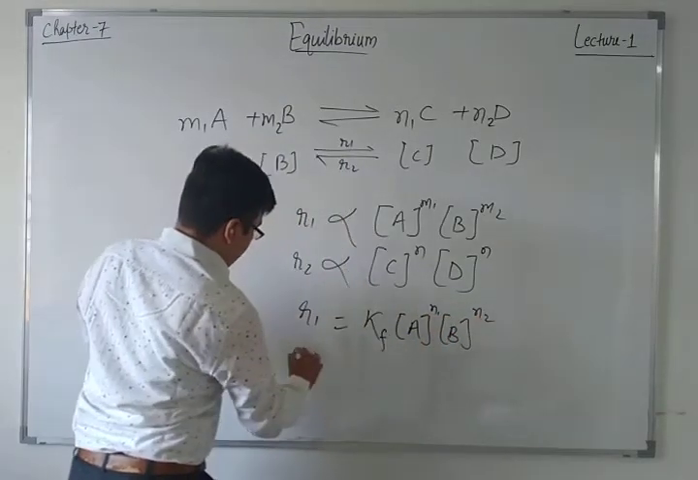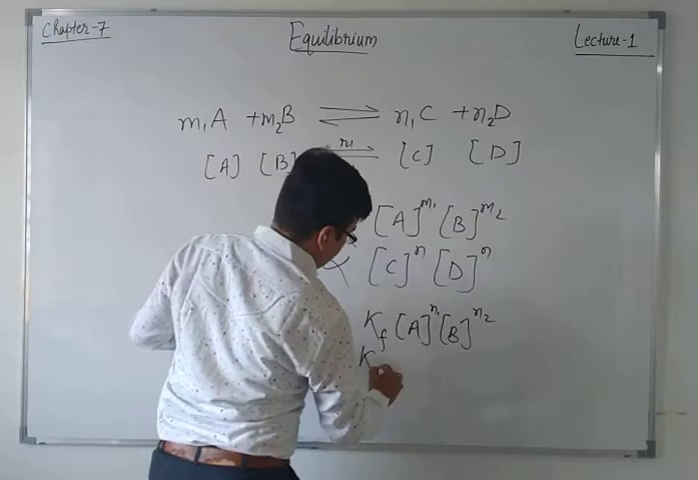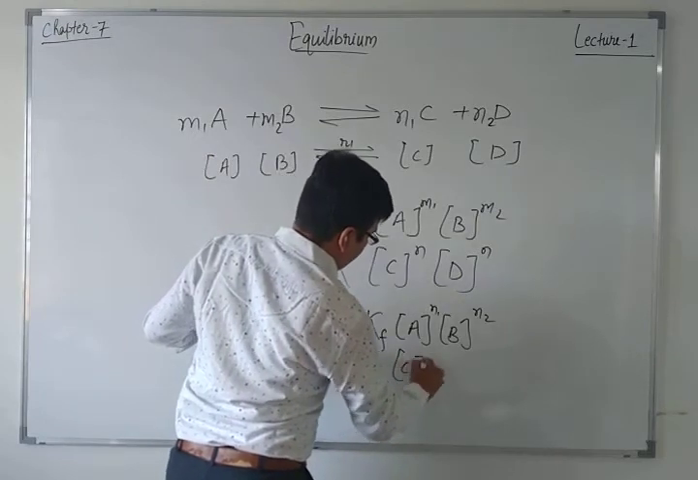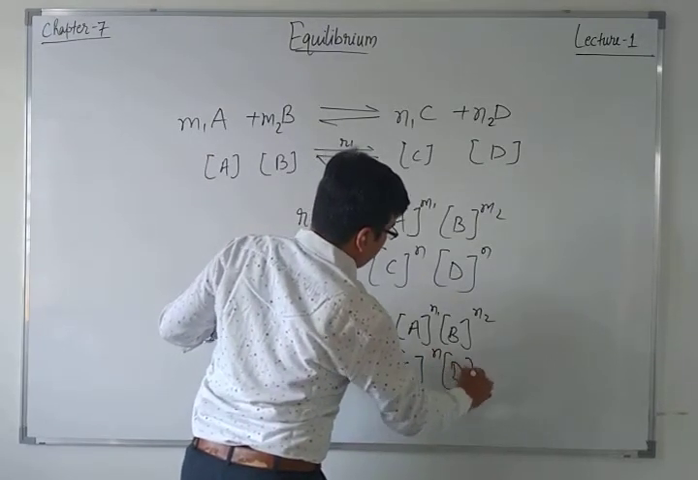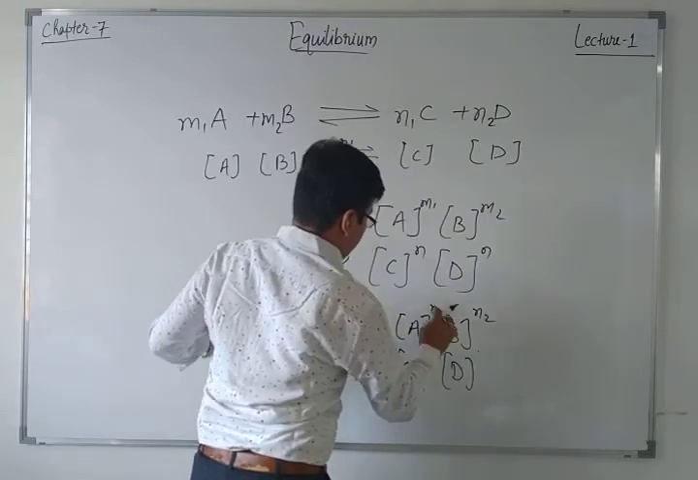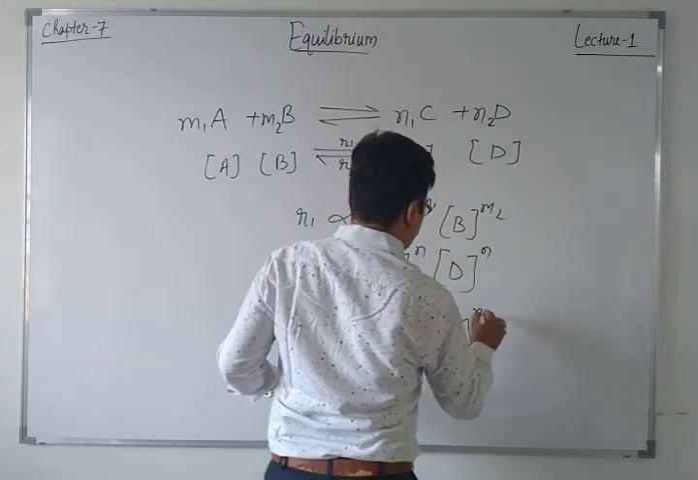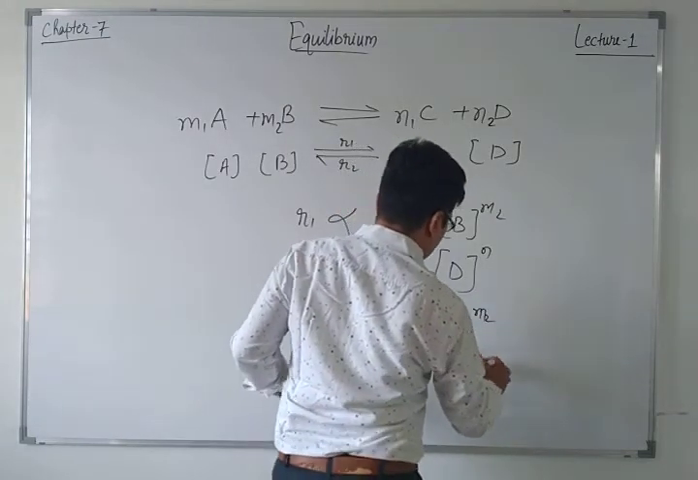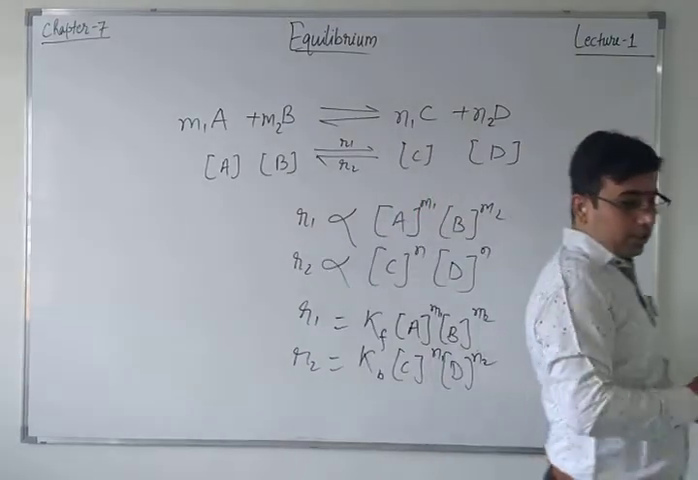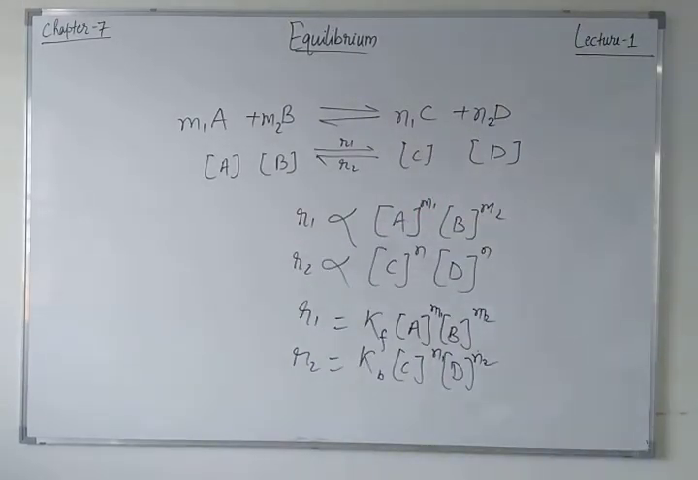And if I talk about R2, then this is the constant of the backward direction, C to the power n and D to the power m. So here it will be M1 and here M2, and here M1 and here M2. Just see this reaction, then you will understand the concept, right? So here Kf and Kb are the forward and backward rate constants respectively at the equilibrium state.